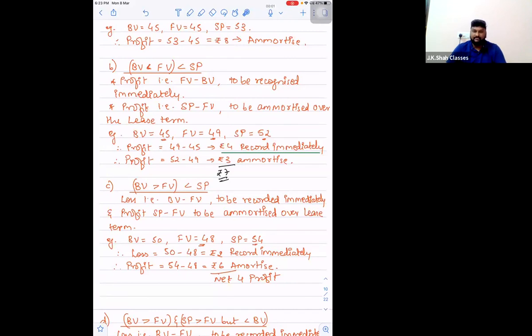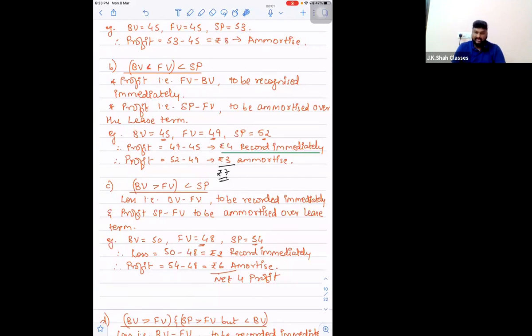Point number 1. And point number 2, selling price being greater than the fair value. So, the difference of fair value and selling price will be recorded as a profit. So, here I will record loss and profit both. And the net result will be a net profit. Net profit, why? Because selling price is actually greater than the book value also. So please understand this. Loss, that is book value minus fair value, to be recorded immediately. And profit, that is selling price minus fair value, to be amortized over the lease term.